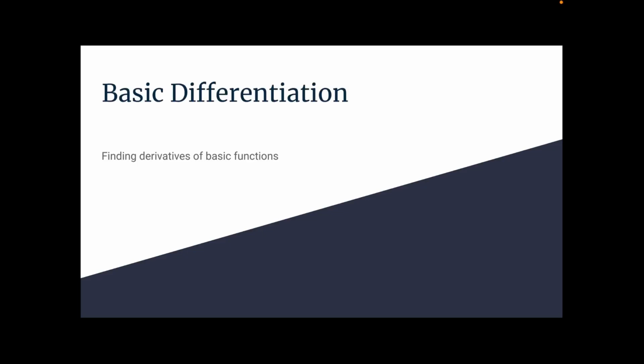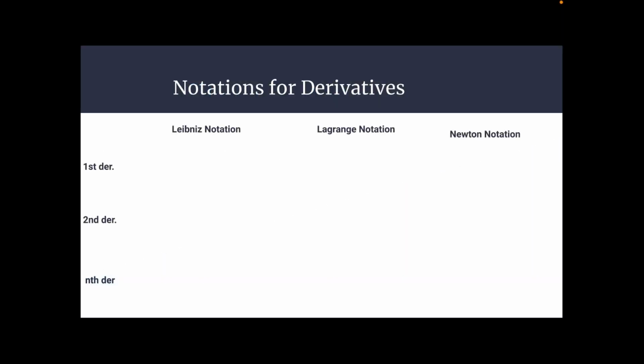Hey guys, today we're going to learn basic differentiation. Up to this point we have been taking derivatives by using the limiting process, and it could be a lot of work to evaluate the limit over and over again. So that's why we're going to find faster techniques to take derivatives rather than using the limiting process. I just want to talk about some notations for derivatives, and the first notation is Leibniz notation.